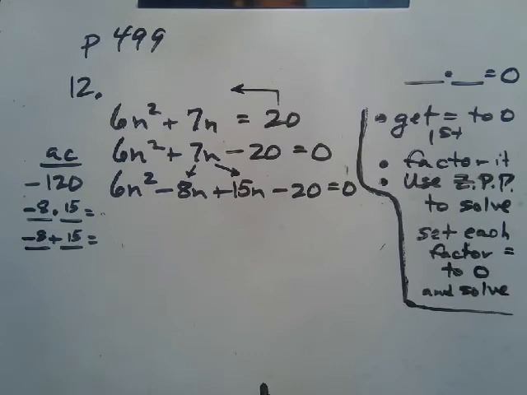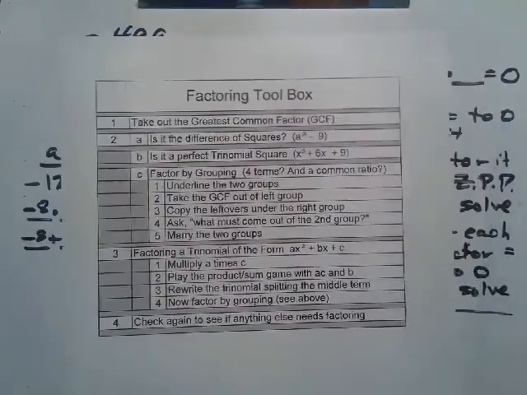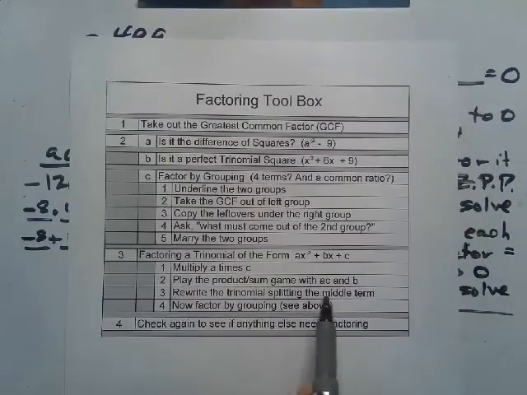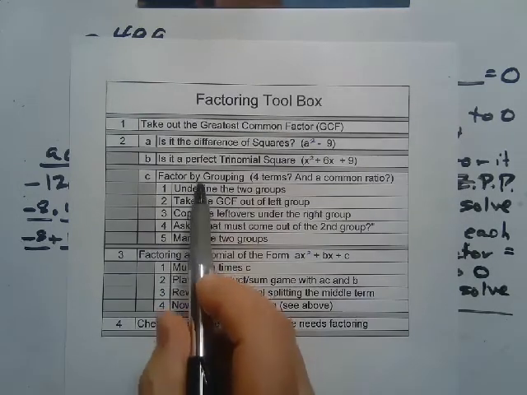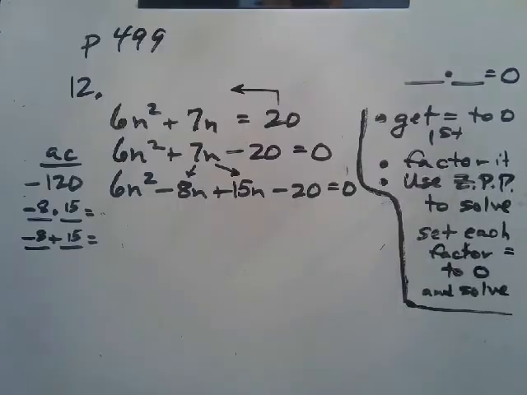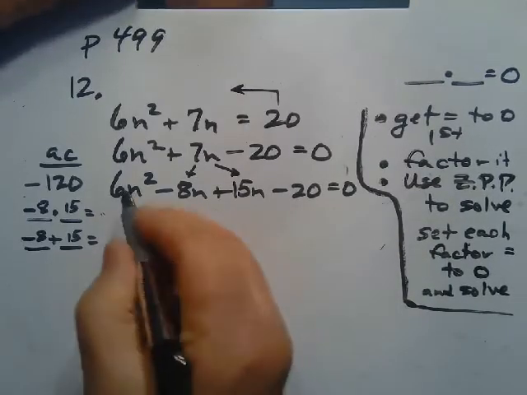Alright, now we're ready to factor by grouping. I'm right here on my sheet. I just finished rewriting and splitting the middle term. Now we're ready to factor by grouping. See above. I'm going back up here to factor by grouping. Alright. Underline the two groups.